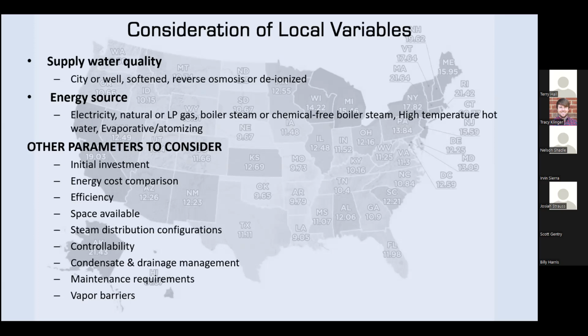Energy costs. How big is your humidification load, and what kind of efficiency do you need? Controllability, space available. These are all considerations to think about when looking for a humidifier. And it's worth considering not just the generator, but also the distribution of steam.